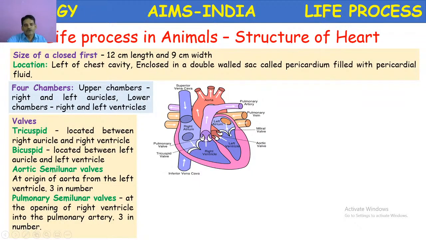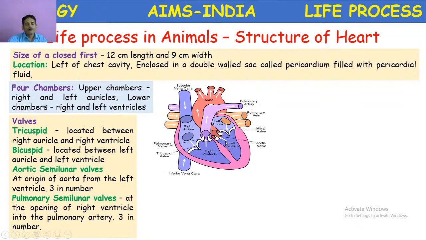The next, bicuspid valve. It guards the left auriculoventricular aperture. So between the left auricle and left ventricle, this bicuspid valve is present. It is also called the mitral valve. What this valve does is, it allows blood from the auricles to ventricles, but not from ventricles to auricles. Like that, they regulate the backward flow of blood.